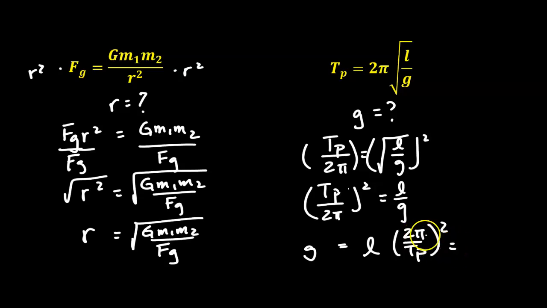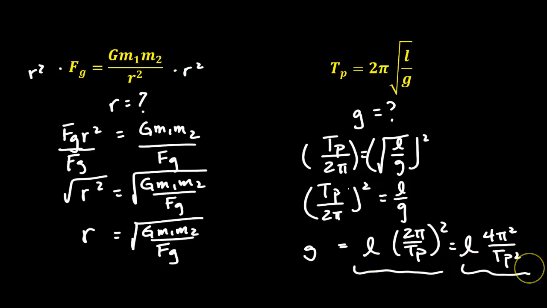Now I can expand this so that it's 4 pi squared divided by TP squared, which this value and this value is the same thing, so you can write it either way. There's an L as well. Yep, there's an L there as well.